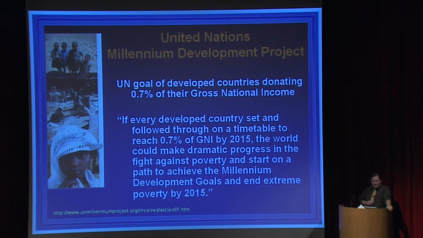And a quote from the UN report on the Millennium Development Project says this: if every developed country set and followed through on a timetable to reach this goal by 2015, the world can make dramatic progress in the fight against poverty and start on a path to achieve the Millennium Development Goals and end extreme poverty by 2015. Now, 2015 isn't very far away, and can you imagine how wonderful an outcome that would be to make a real dent in the extreme poverty suffered by the world? And all it would take would be for countries to pony up money in this amount.